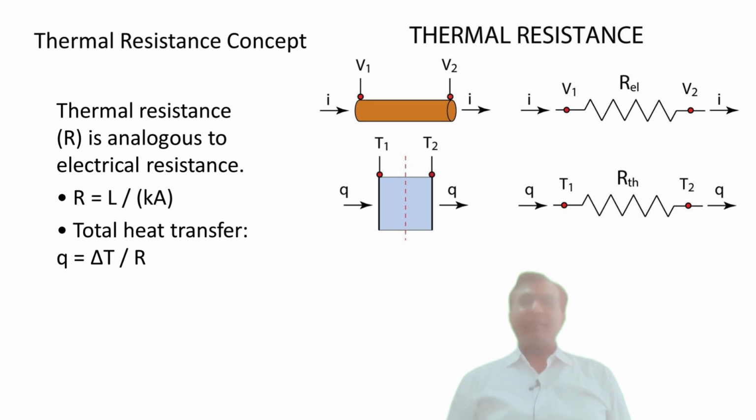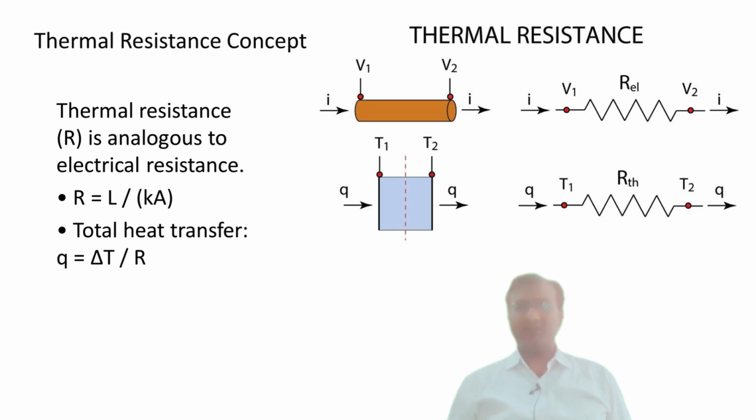Thermal resistance is a powerful concept that simplifies the conduction analysis. It is analogous to electrical resistance in circuits. For a plane wall, the thermal resistance R is defined as R equals L divided by K multiplied by A, where L is the wall thickness, K is thermal conductivity, and A is the cross-sectional area. The heat transfer rate is then given by Q equals delta T divided by R, where delta T is the temperature difference across the wall, similar to Ohm's law, where current equals the voltage divided by resistance.